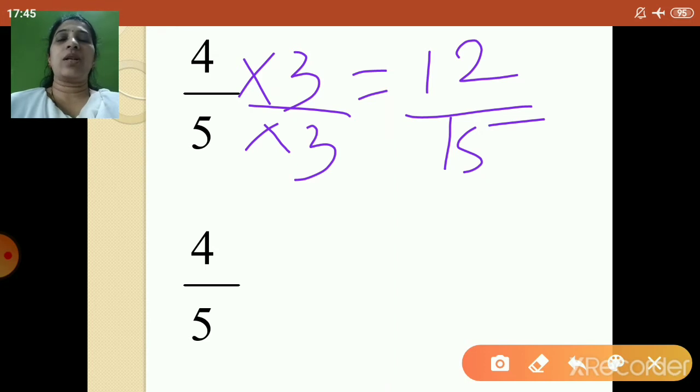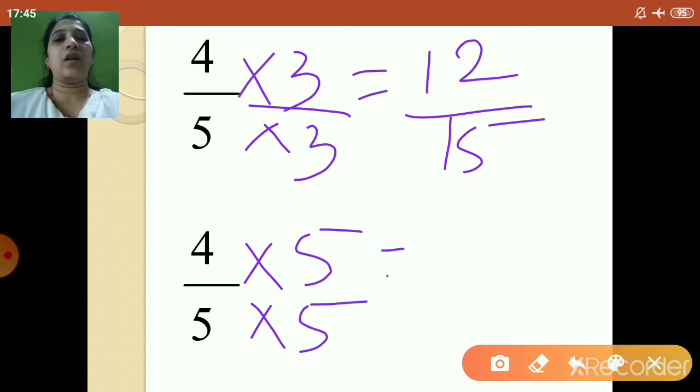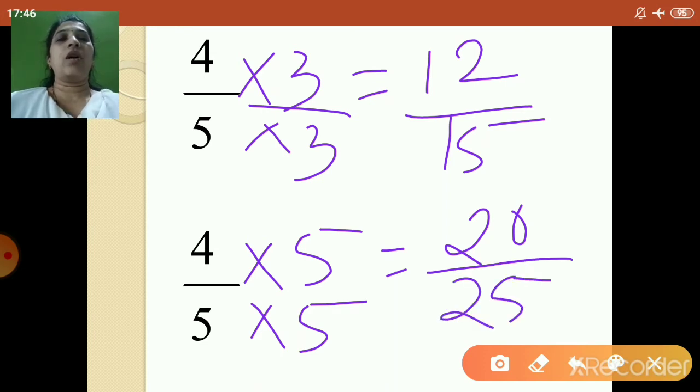Again, as I told you children, we can multiply it by any number, but both numerator and denominator should be multiplied by the same number. So here I'll take into 5, 4 into 5 and 5 into 5. So 4 5s is what? 20 and 5 5s is what? 25. So 12 upon 15 and 20 upon 25, these are the equivalent fractions for the fraction 4 upon 5.